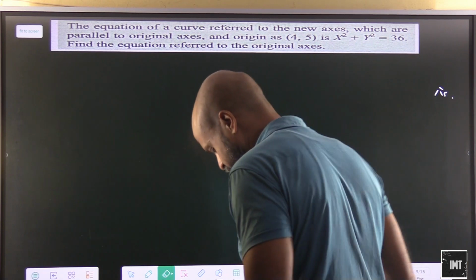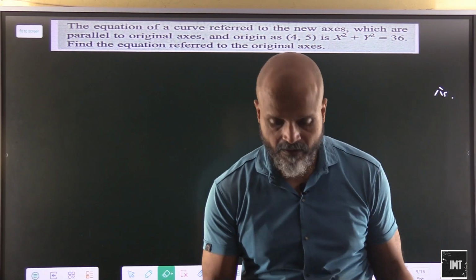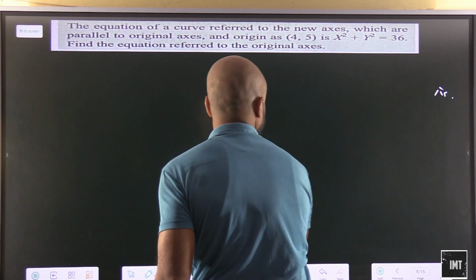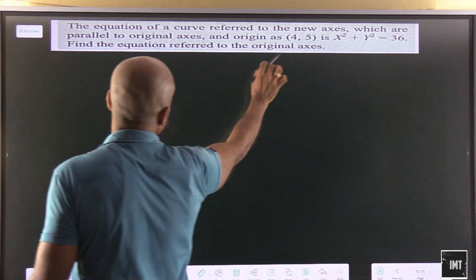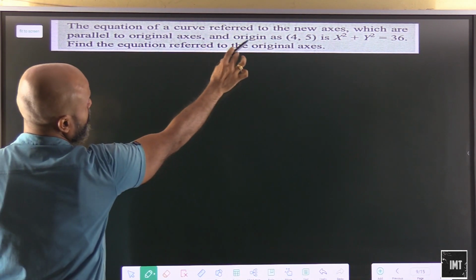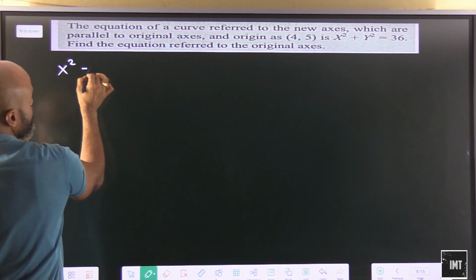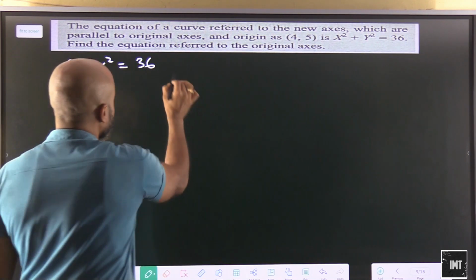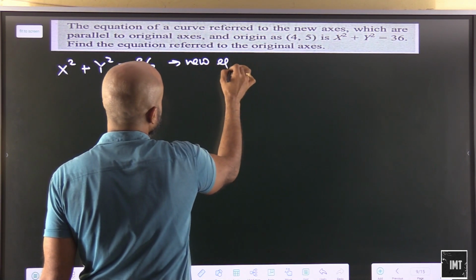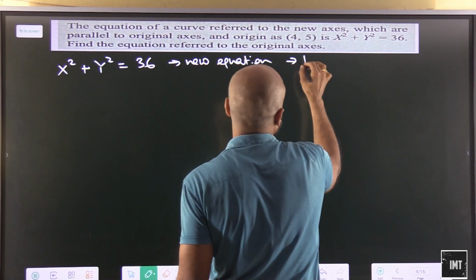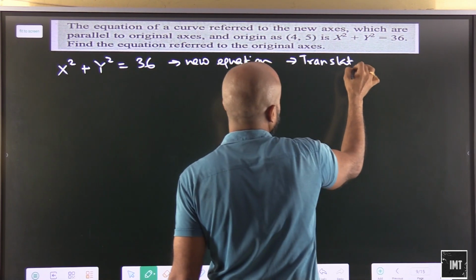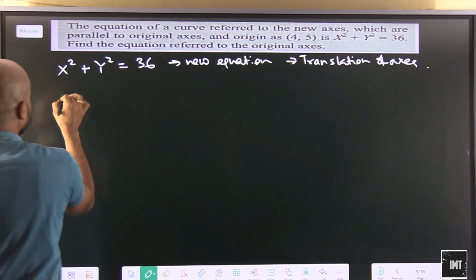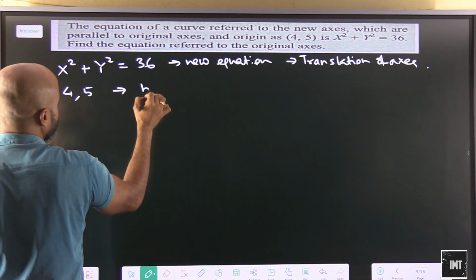Okay people, so in this problem, what we have here is the equation of a curve defined. The equation of the curve refers to the new axis. This is basically the new equation, x square plus y square is equal to 36. Again what has happened here is just translation of axis. The new origin is 4 and 5, which is basically h and k.